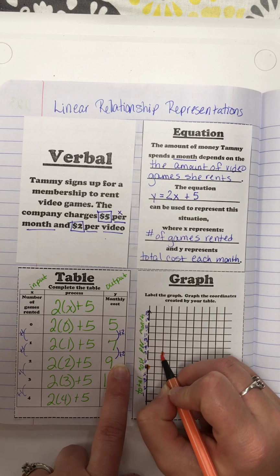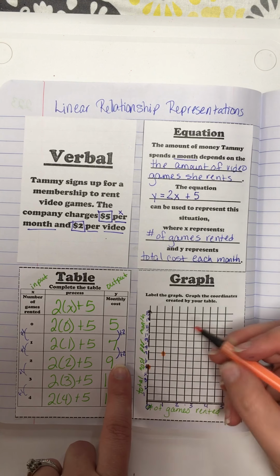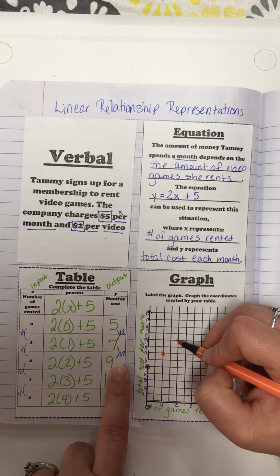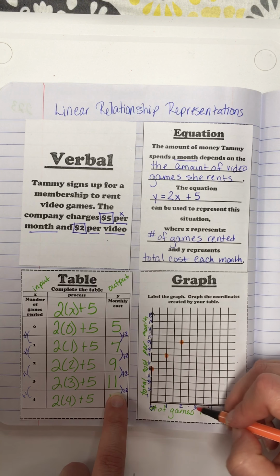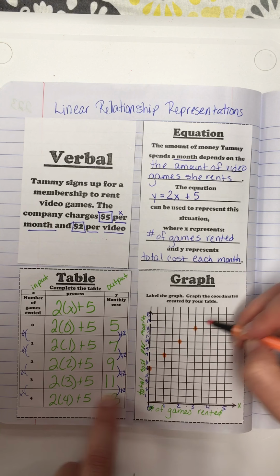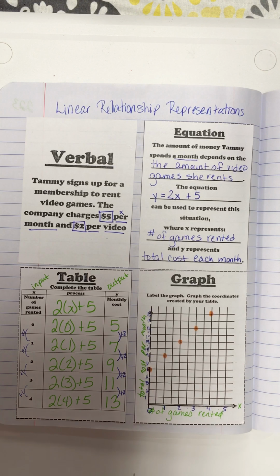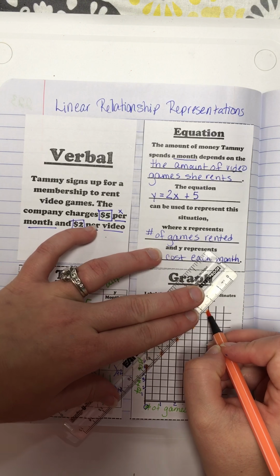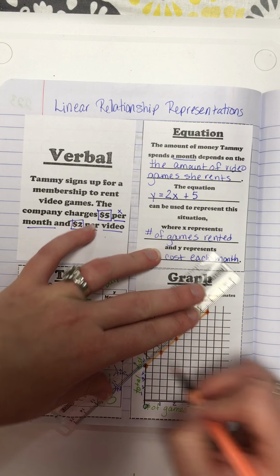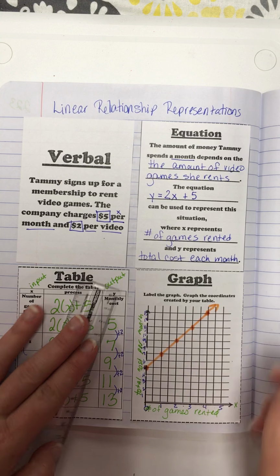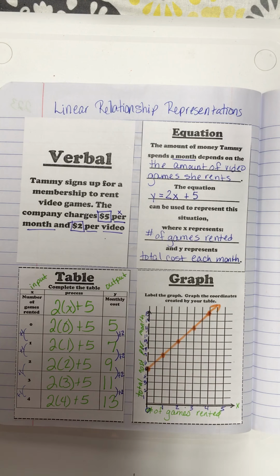Be sure to skip one in between. 2 games rented is $9. 3 games rented was $11. And 4 games rented was $13. Remember to use your straight edge like we've talked about. And draw your line. And the more movies she rents, the more money she's going to spend, correct? All right.